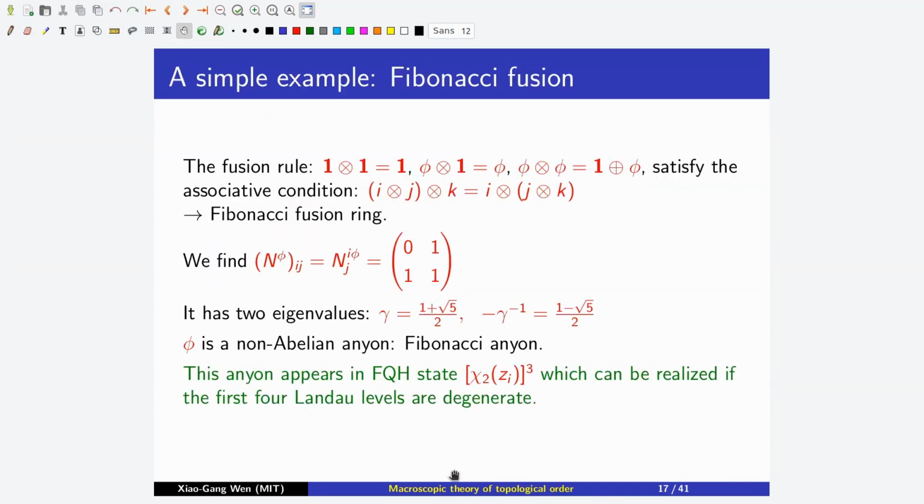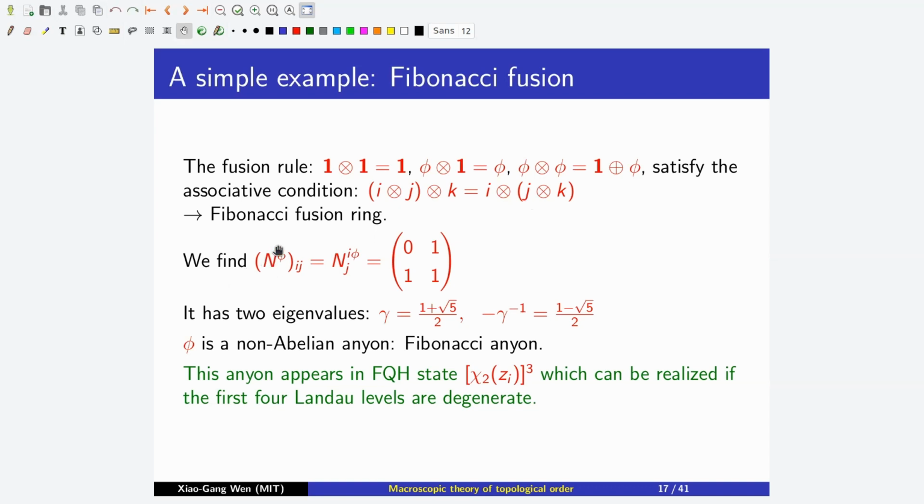And so the simplest example will be this so-called Fibonacci fusion. So this one is trivial. Trivial fused with trivial is still trivial, and trivial fused with anything else gives the same thing back. So this one is like the identity. In this Fibonacci fusion, there is only one non-trivial anyon. This tau fused with tau gives us a 1 and a tau, so there's a direct sum. You can check that this kind of fusion rule satisfies the associativity condition. It is associative, so it's okay.